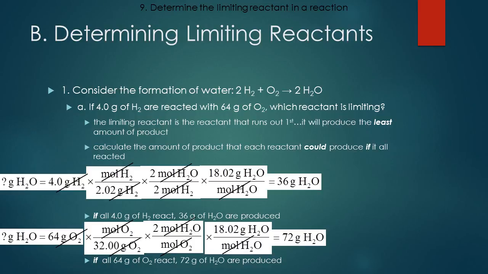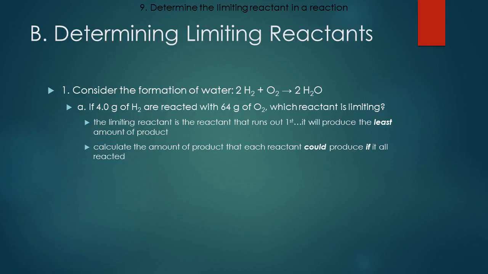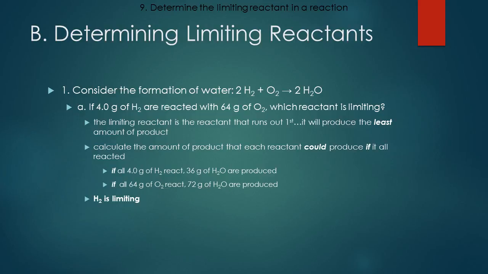Alright, I assume you've had a chance to think this over. What we've learned here, and this is just what we learned from the last video, 4 grams of hydrogen react, we get 36 grams of water. 64 grams of oxygen react, we get 72 grams of water. This should lead you to determining that the hydrogen is limiting. The reason we know that is it will produce the least amount of product.